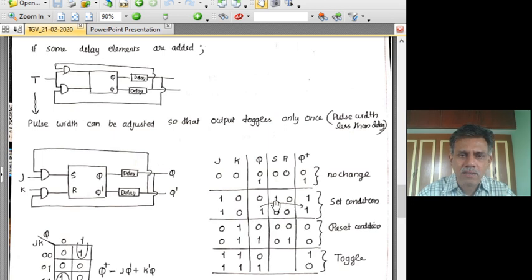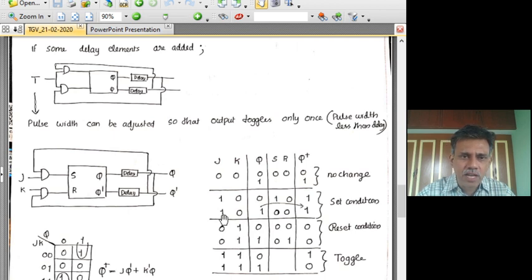So we have a case which is S equal to 1, R equal to 0, which is a set condition, and it sets the latch. It becomes 1. It was 0 and it has become 1.